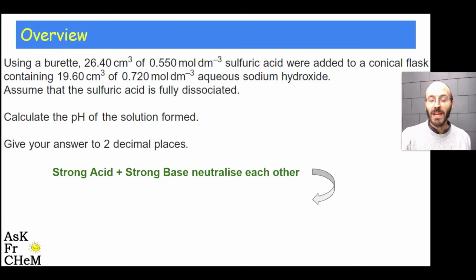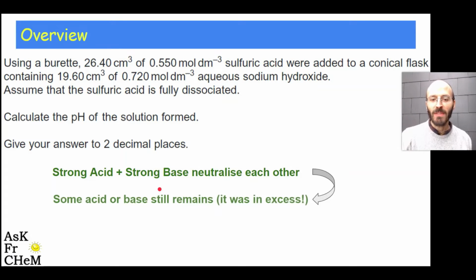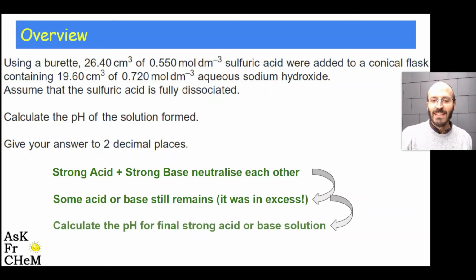And then to get the remaining 4 marks, you need to have an idea of what this question is about. So it's a strong acid with a strong base neutralizing each other. Thing is, one of them is going to be in excess, it's going to remain. How do we know that? Well, if none of them was in excess, then the final pH would be 7, which then they wouldn't ask you to calculate it. So what will happen is that you have to find the pH of the final solution of your strong acid or base.